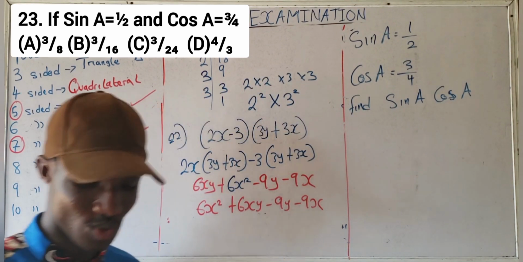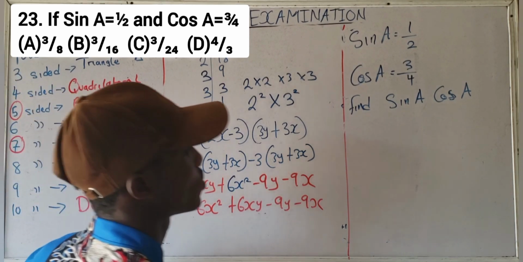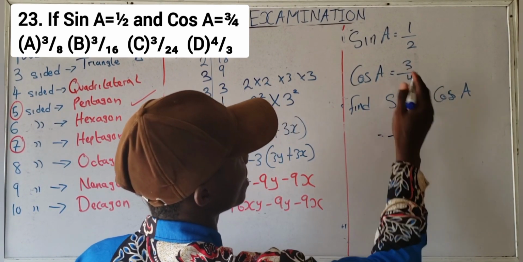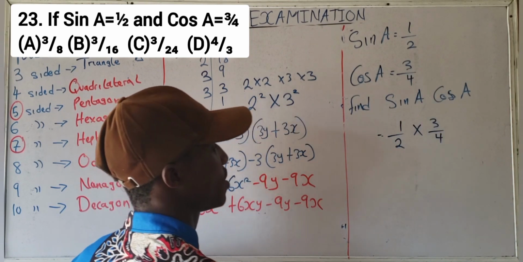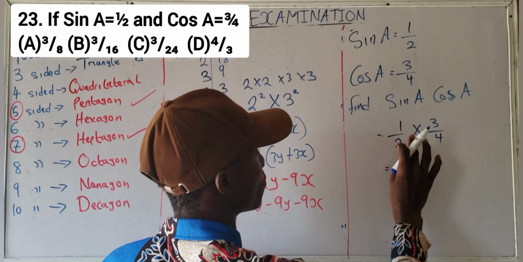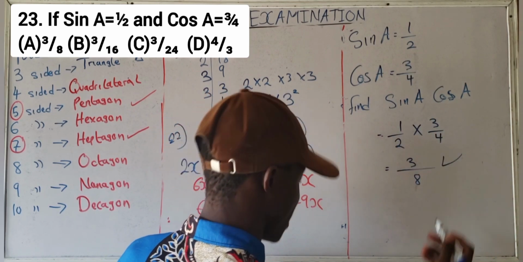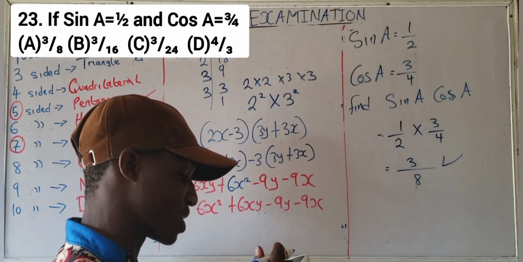Do you know what I asked to do? You're asked to take the product of sine A cos A. You understand? So, sine A is 1 over 2, multiplied by cos A, which is 3 over 4. For this, you're going to have 1 times 3 is 3, 2 times 4 is 8. So the final answer there is 3 over 8. The correct option is option A.